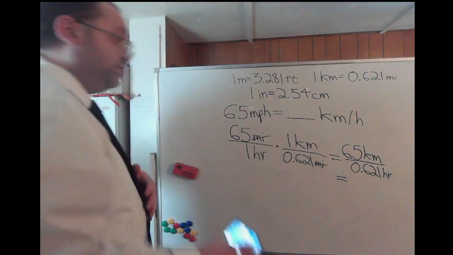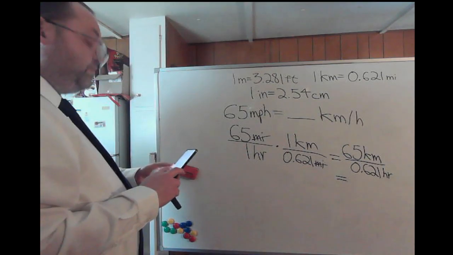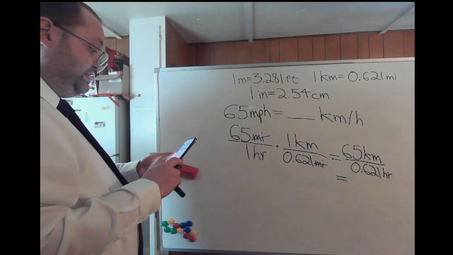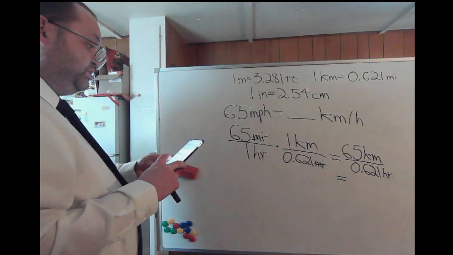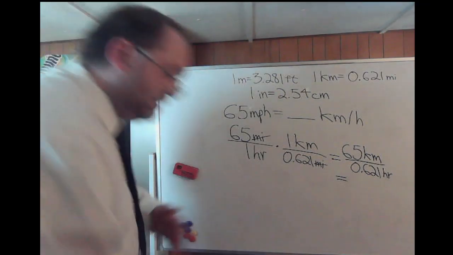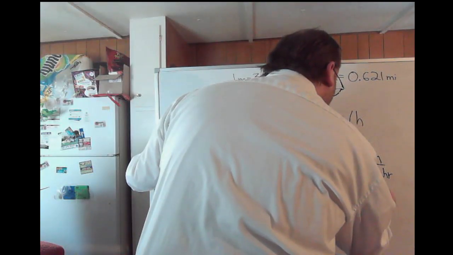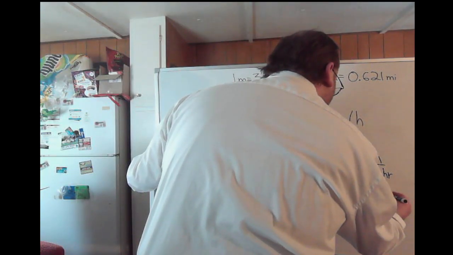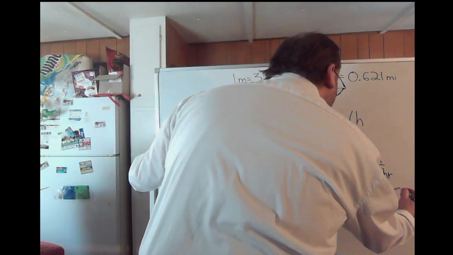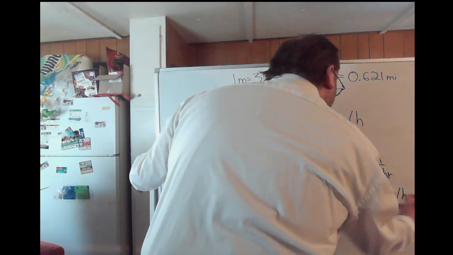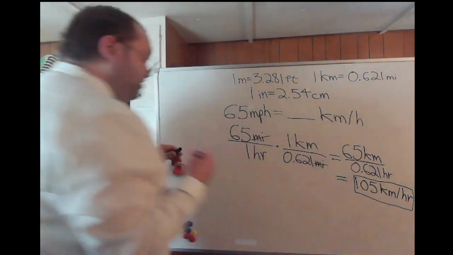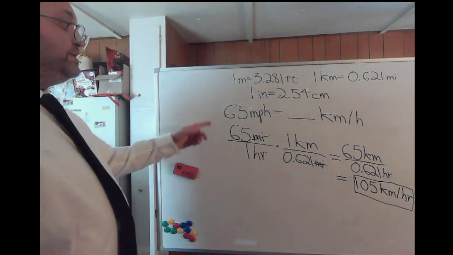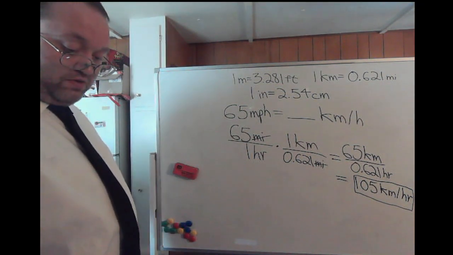You're going to divide both the numerator and denominator by what's in the denominator. So that would be 65 divided by 0.621. That's approximately 105 kilometers per hour. So if you're in Canada and you see the speed limit 105 kilometers per hour, it's about 65 miles per hour.